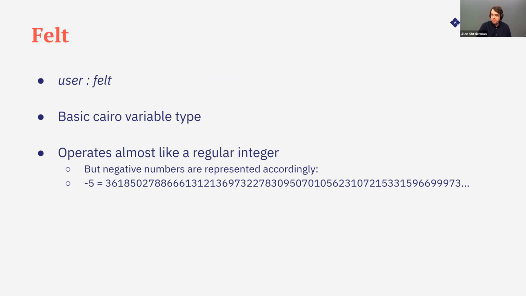It has some weird properties. For example, negative numbers might look weird, like -5 could be a very, very large number. But again, for most intents and purposes, you can run computations as if it's a normal integer.